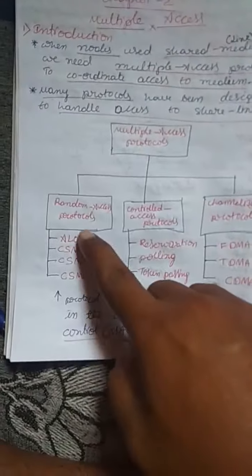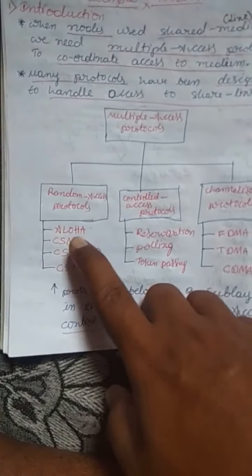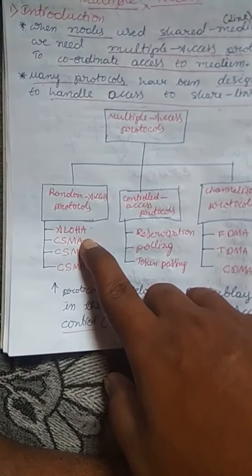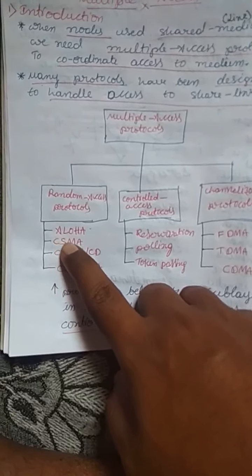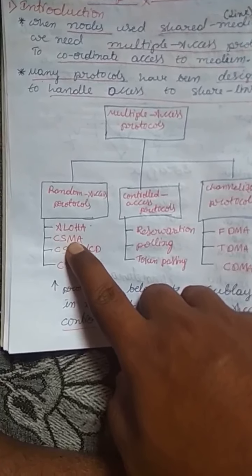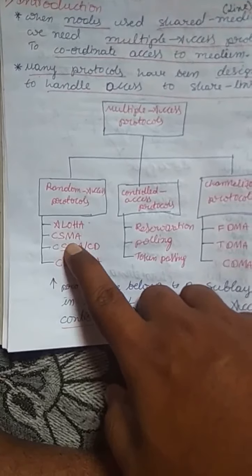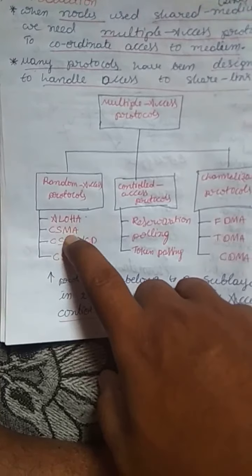Okay, this is the end of the two methods of random access protocol. First one is Aloha, second one is CSMA, carrier sense multiple access. In the next video I am going to explain this too.